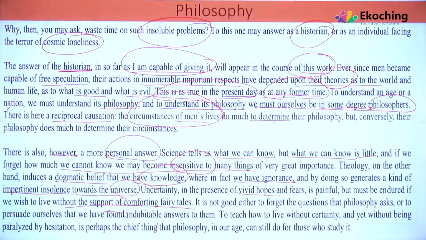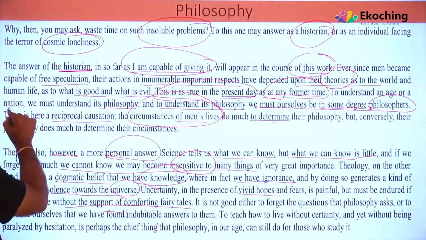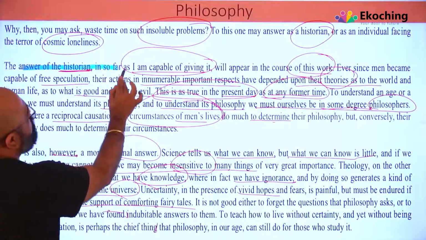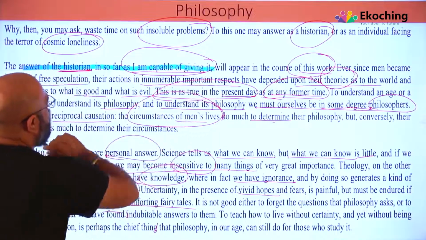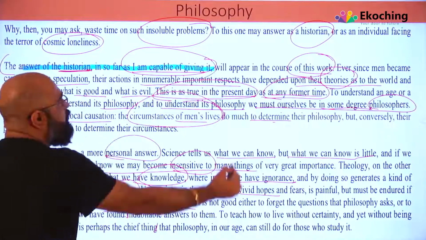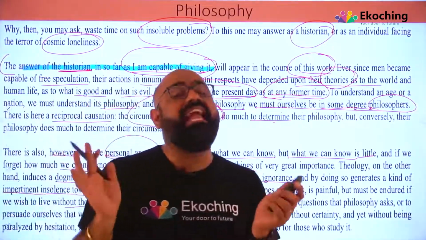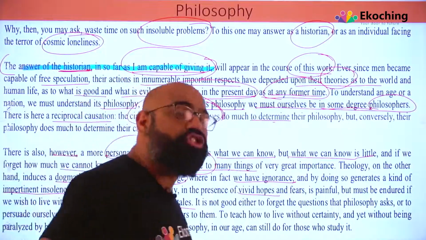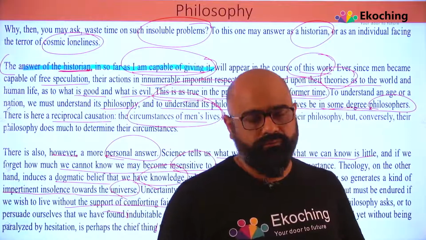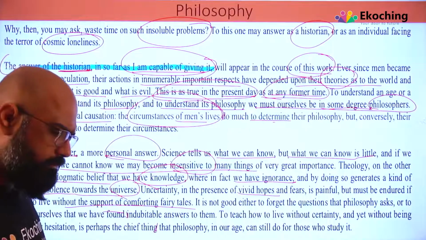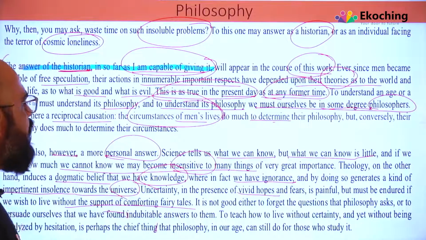Passage is talking about, if you see here, I'm just highlighting for you, the answer of the historian in so far as I am capable of giving it. The answer of the historian in so far as I am capable of giving it is giving me that clue that he can be, not sure, he can be, and the question is most likely not to be what? The second option there is a philosopher, right? Is a philosopher.